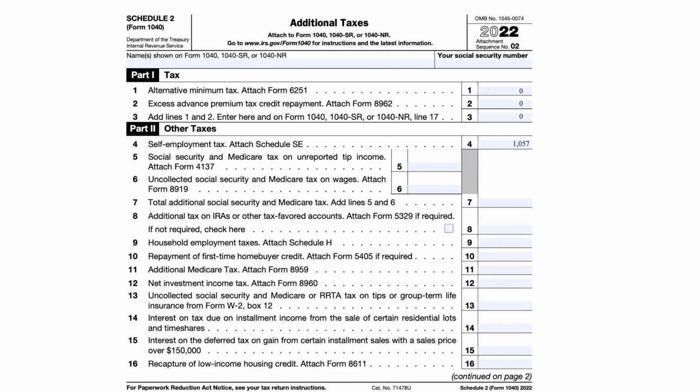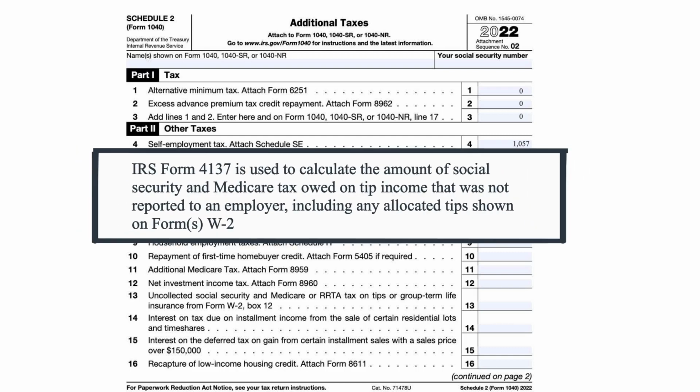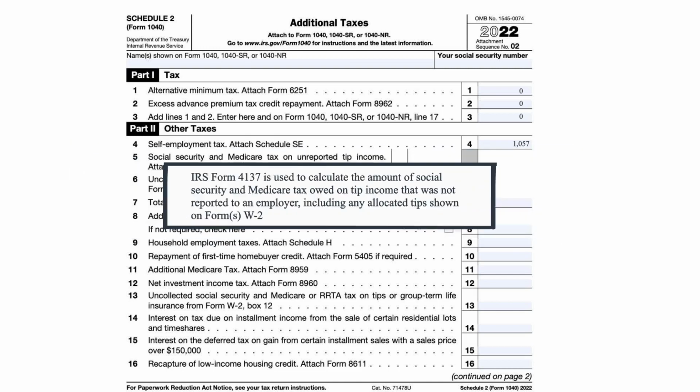Unreported Social Security and Medicare tax from two sources, tips and wages, will be calculated and entered on this line. IRS Form 4137 is used to calculate the amount of Social Security and Medicare tax owed on tip income that was not reported to an employer, including any allocated tips shown on Forms W-2.